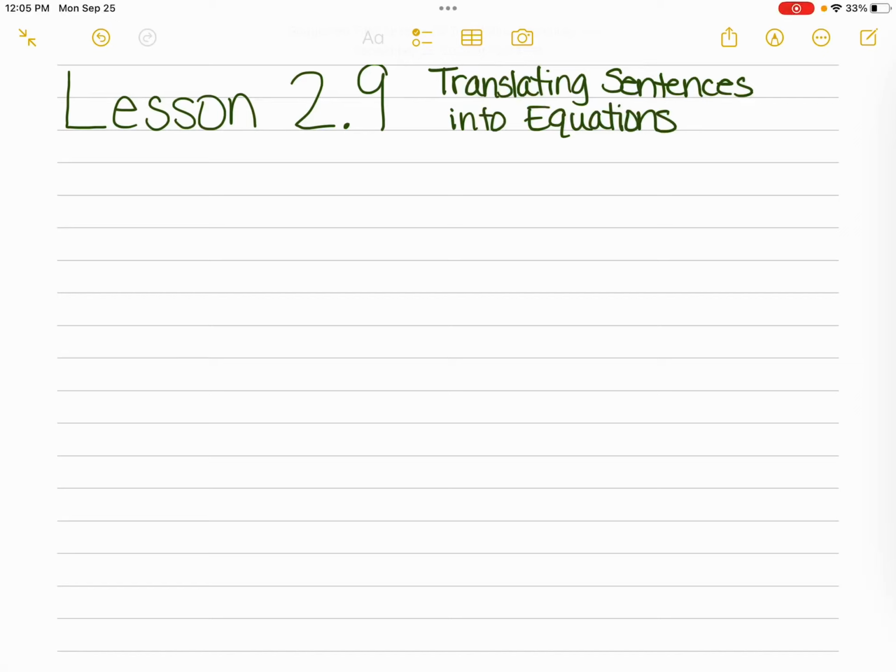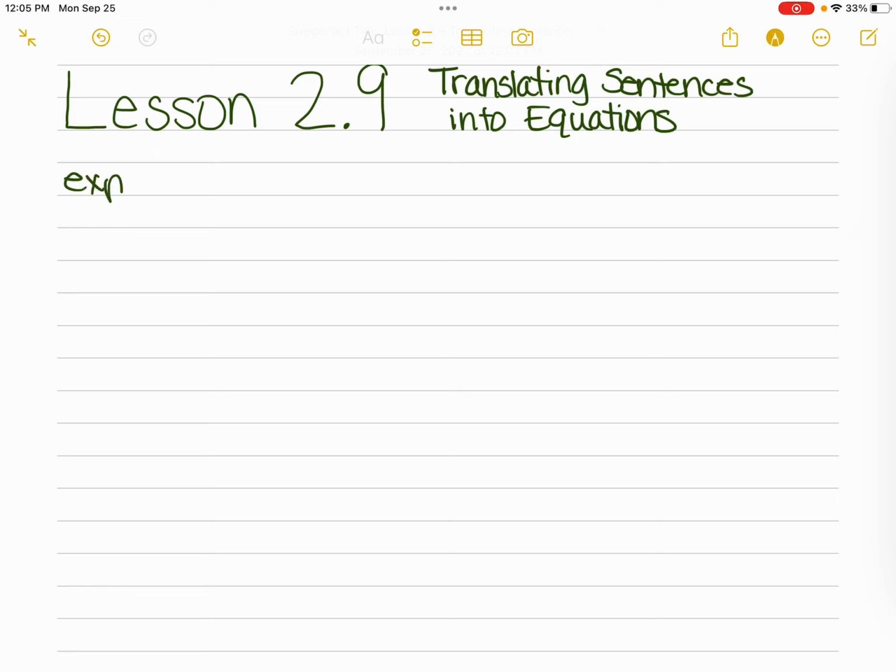Hello students, today we are doing lesson 2.9, translating sentences into equations. So we've already done part of this. We have translated expressions, and there's a difference between expressions and equations. So let's go over that really quick.